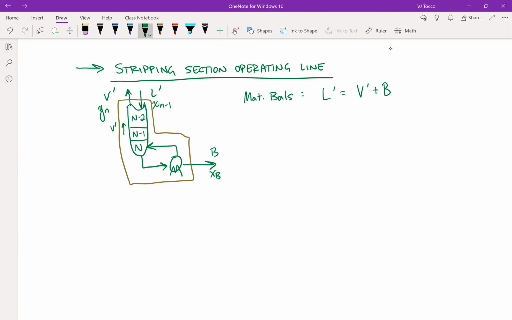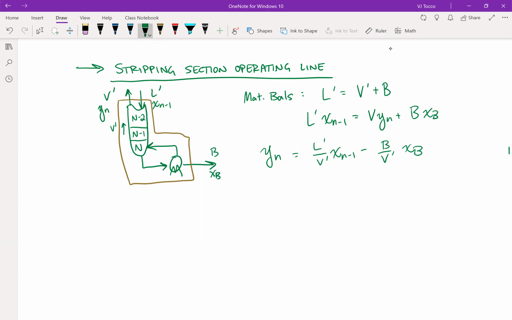So once again, in is equal to out. And my component A material balance would look like L prime times xn minus 1 is equal to V prime times yn plus B times xB. Once again, we're going to solve this equation for yn to obtain yn is equal to L prime over V prime times xn minus 1 minus B over V prime, forgetting my primes, xB.